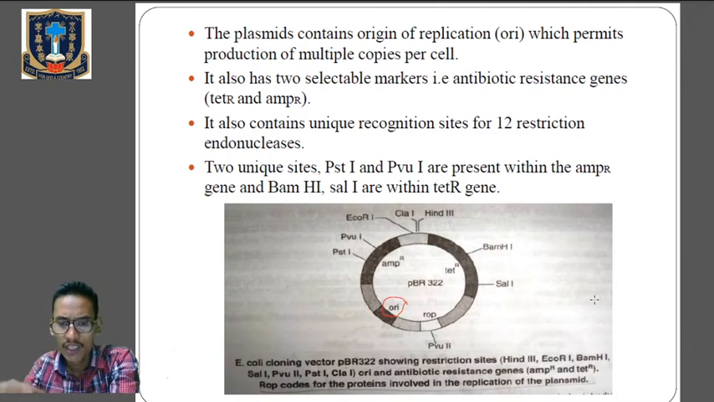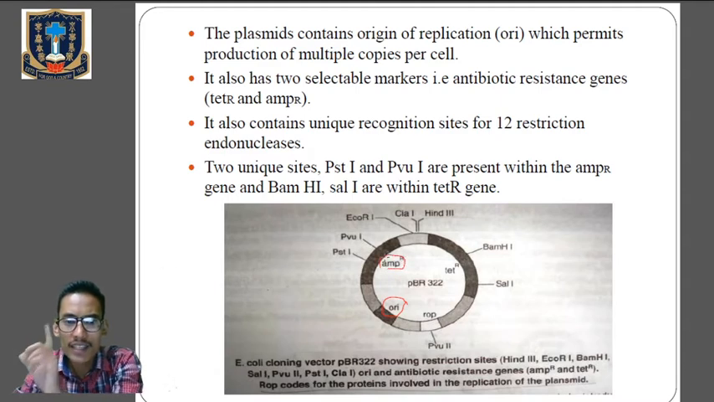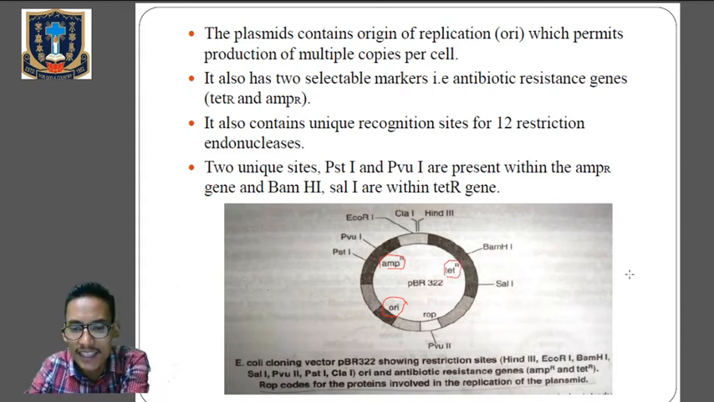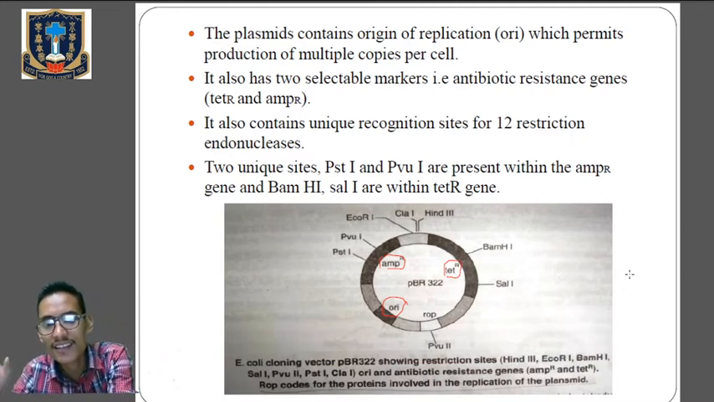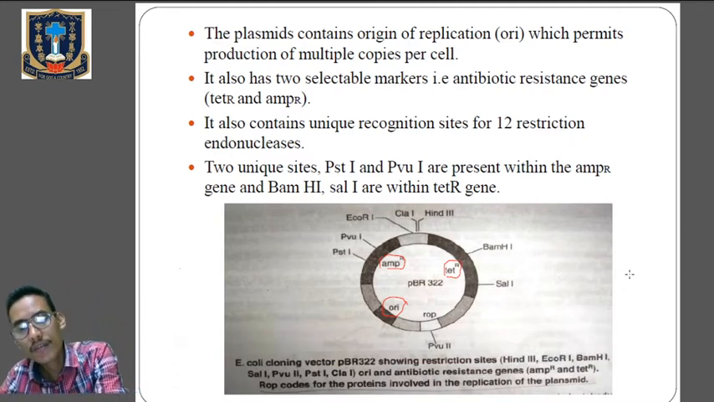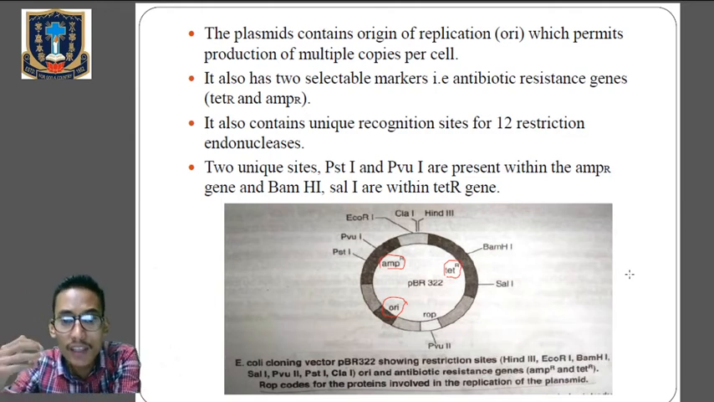Next one, it has got two selectable markers. Over here, the selectable markers are AMPR and TETR. AMPR means ampicillin resistance and TETR means tetracycline resistance. So this AMPR and TETR act as the selectable markers. We will learn afterwards what is the function of selectable markers.